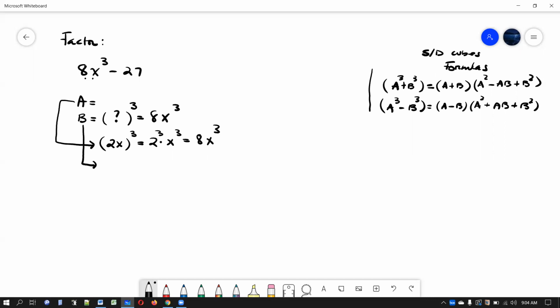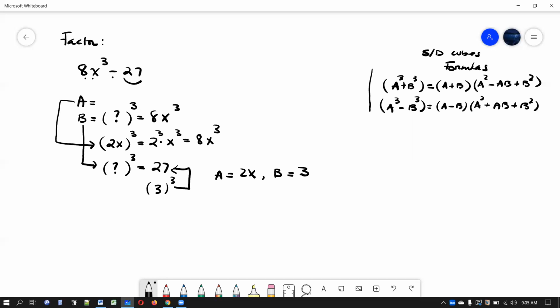And for the B, same thing. I need a number here that once I cube it, I will get 27. Ignore the sign. And obviously that number is 3, because 3 cubed is 27. So I found A, 2x, and I found B, which is 3. Ignore the signs because the signs are going to be given to you by the formula.